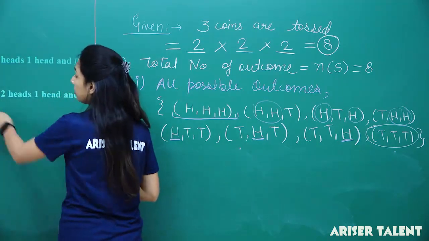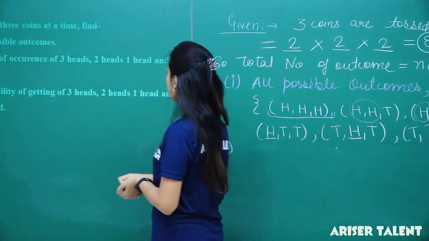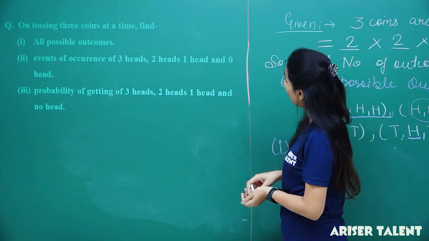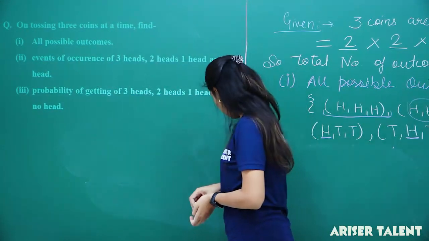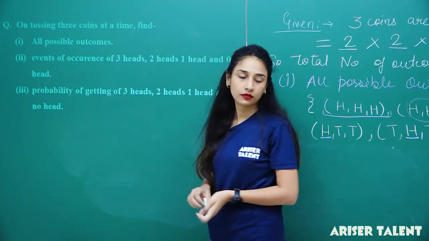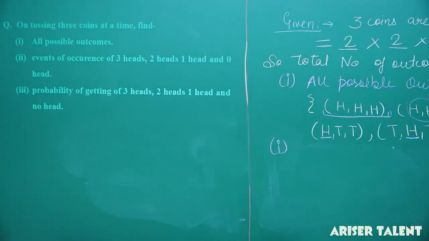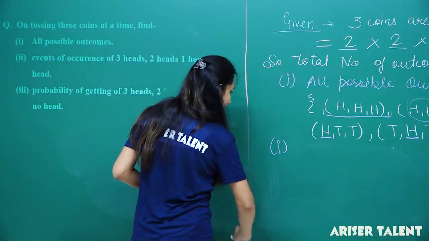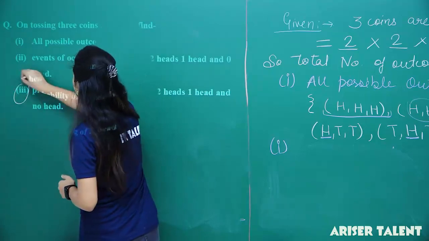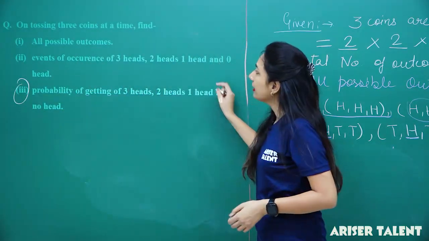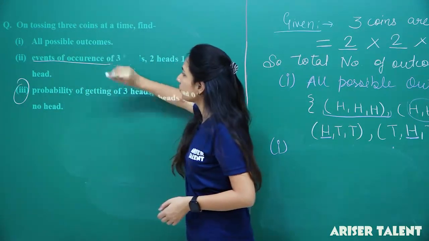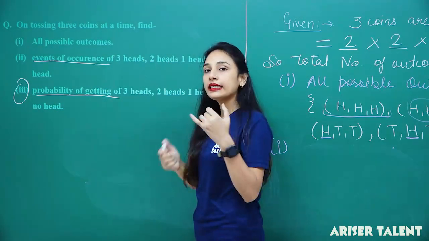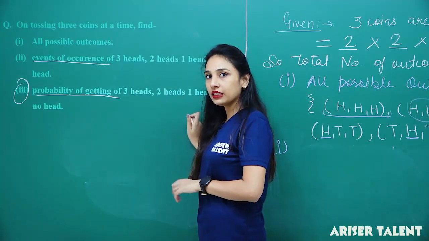I am keeping this because that will be our source. Now this is the probability of getting 3 heads, 2 heads, 1 head and no head. So what we calculated is actually the event of occurrence of that is asked, only the event of occurrence. We have solved it for the probability of getting 3 heads. So correct that as the third point. We have done the third one.